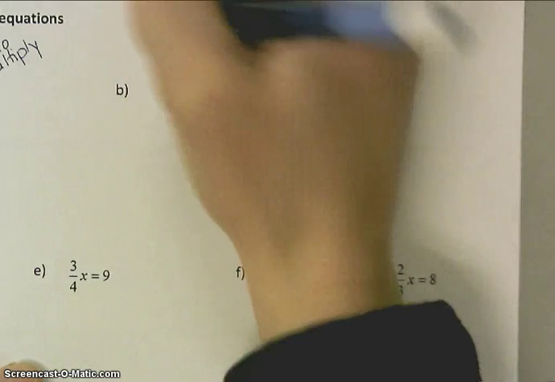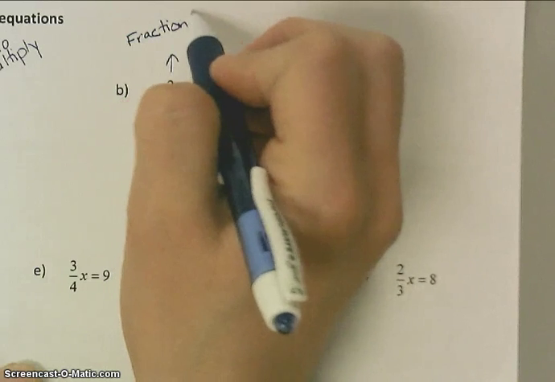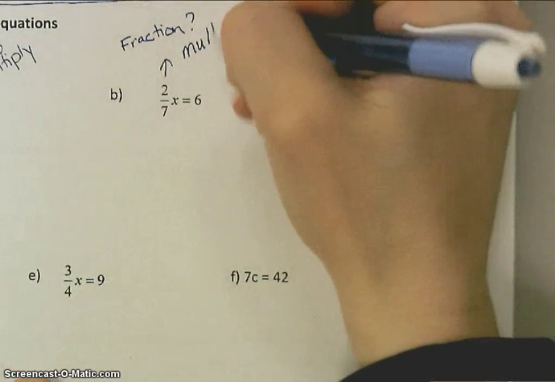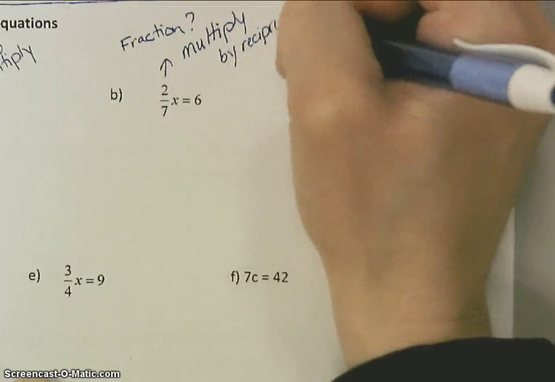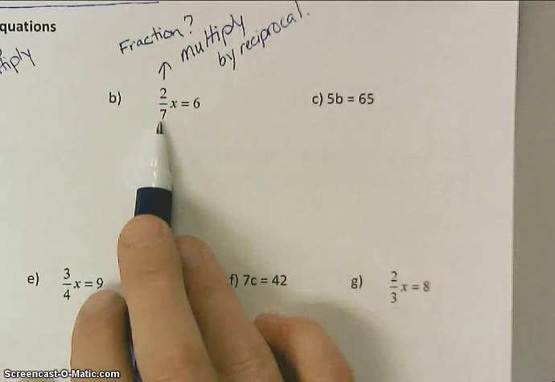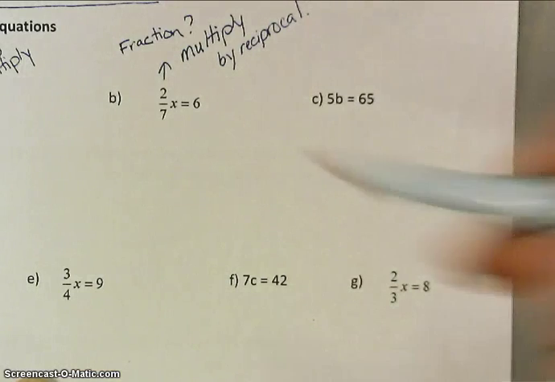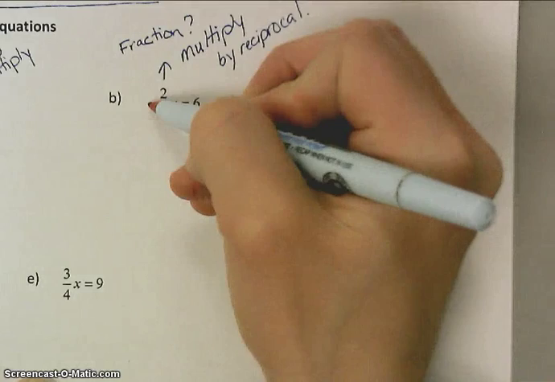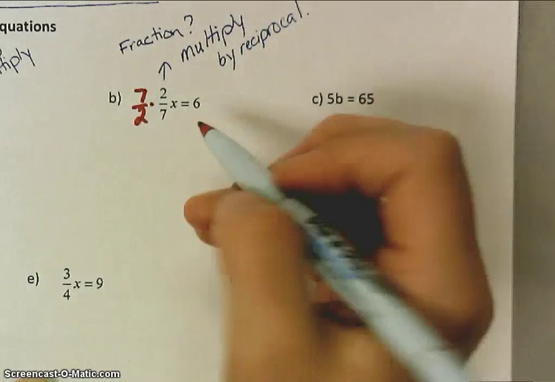2/7 x equals 6. This one is a fraction. Is that a fraction? Yes, it is. Multiply by the reciprocal. Since it's a fraction right out in front of your x, I want to multiply by my reciprocal. Remember, our reciprocal is just the flipped fraction of 2/7. So if I'm going to multiply by my reciprocal, it's 7 over 2. Is that flipped?